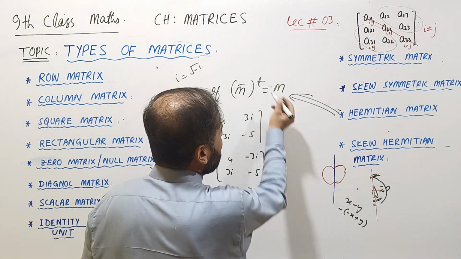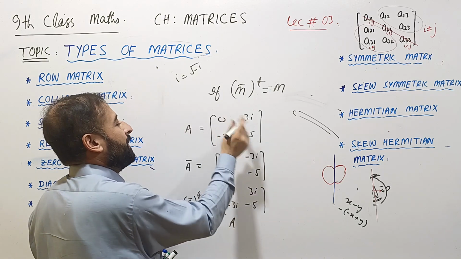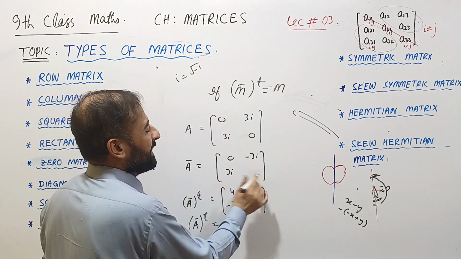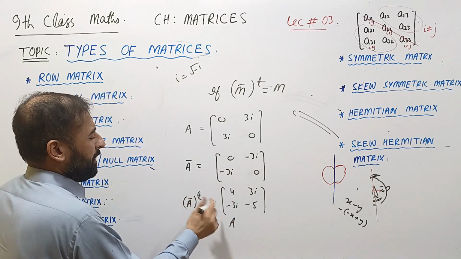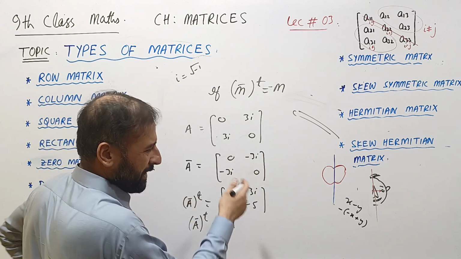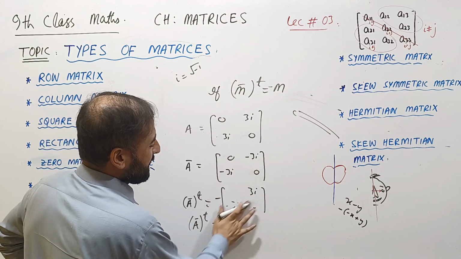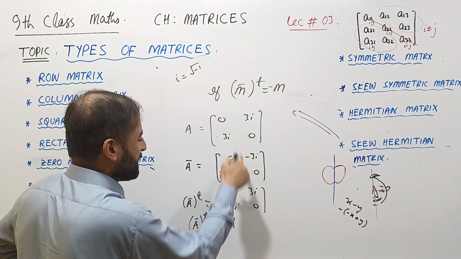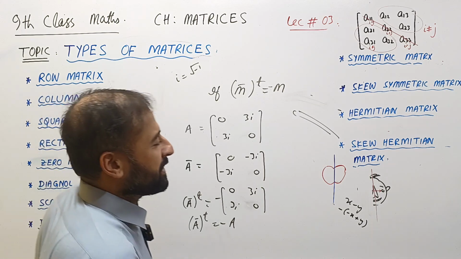And if you have minus M, it is a skew Hermitian matrix. For example, like this: they conjugate, their signs will be changed. I'm just going through it as a bird's eye view. You take minus common, it will be 0, 0, 3 iota, 3 iota. Now this is A, so it is minus A, hence it is a skew Hermitian matrix.